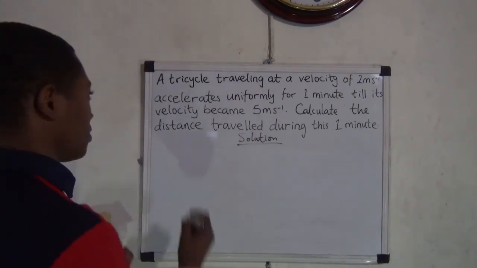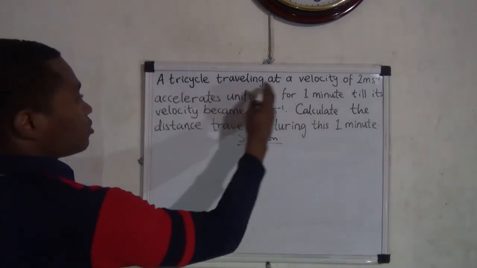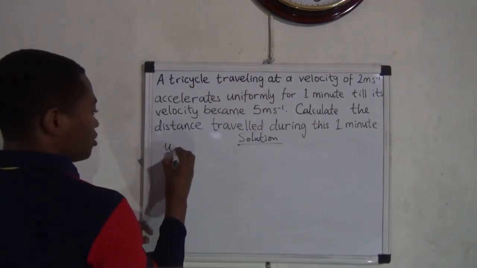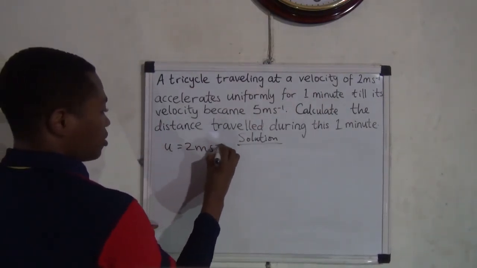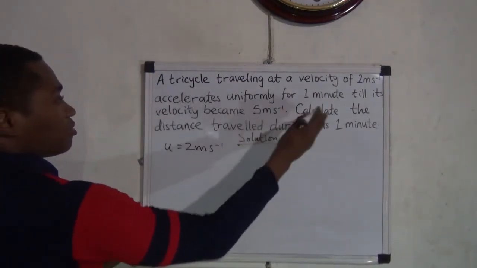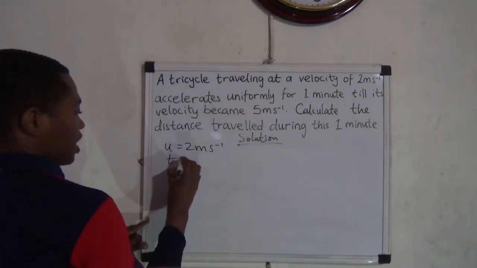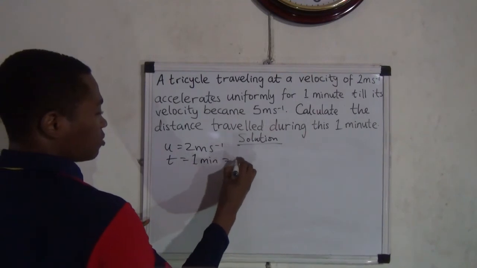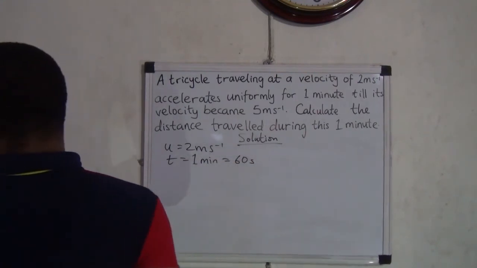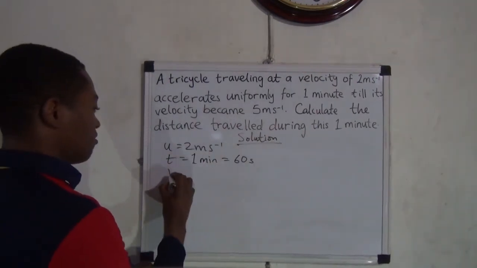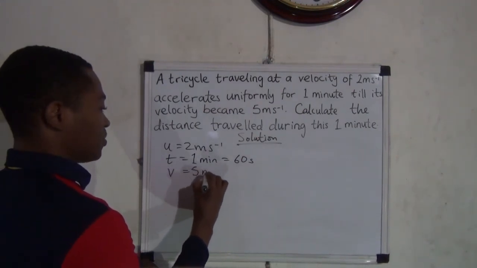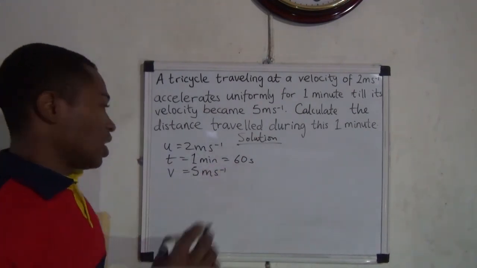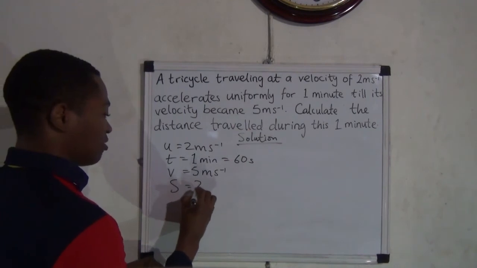What's the first step? The first step, you state the values you have. Initial velocity is 2 meters per second. The time is 1 minute. Accelerate uniformly for 1 minute. Convert to seconds, that's 60 seconds. Then we have our final velocity as 5 meters per second. Now we have to calculate our total distance traveled.